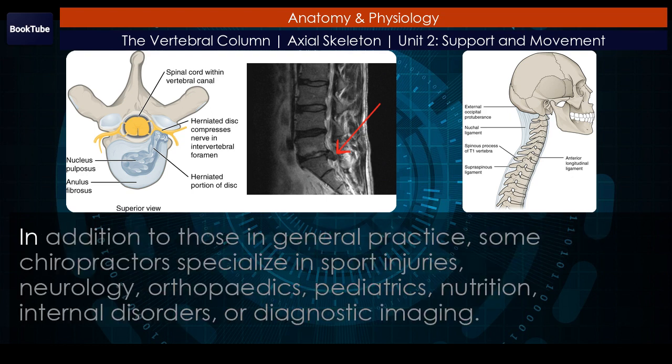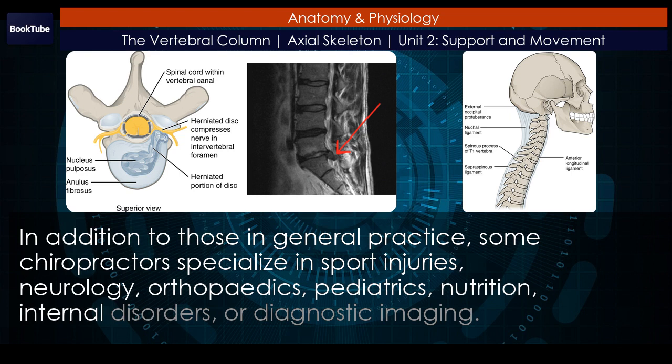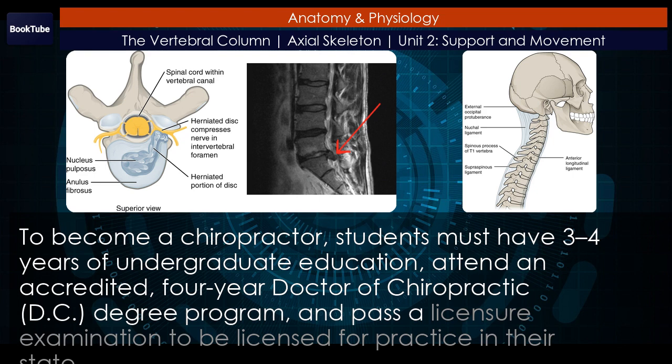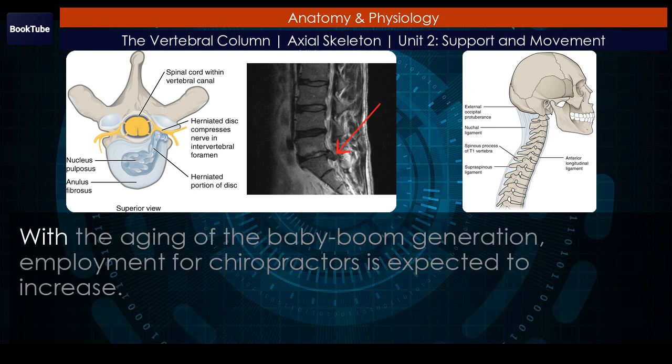In addition to those in general practice, some chiropractors specialize in sport injuries, neurology, orthopedics, pediatrics, nutrition, internal disorders, or diagnostic imaging. To become a chiropractor, students must have 3 to 4 years of undergraduate education, attend an accredited 4-year Doctor of Chiropractic (DC) degree program, and pass a licensure examination to be licensed for practice in their state. With the aging of the baby boom generation, employment for chiropractors is expected to increase.